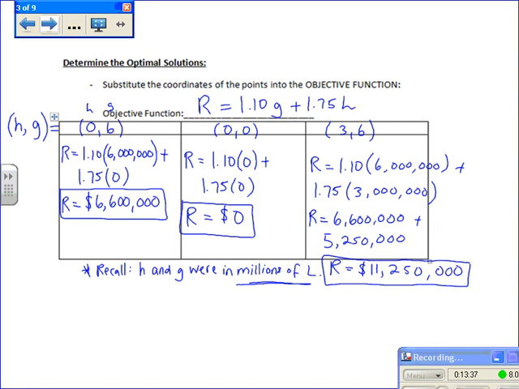Okay, so looking at it there, if I substitute those points into my objective function for revenue, I can now clearly see that this is the smallest. There's my minimum revenue. And my maximum revenue is over here. So the point that will give me my minimum is 0, 0. And the combination that will give me my maximum is 3 million of heating oil and 6 million liters of gas. And there I have it.